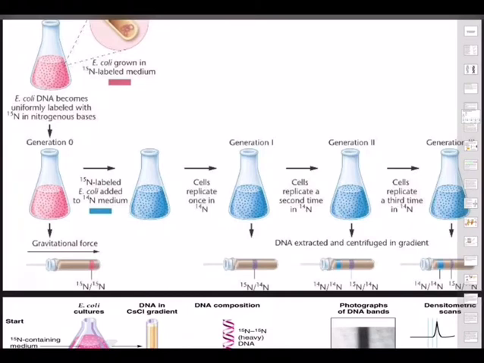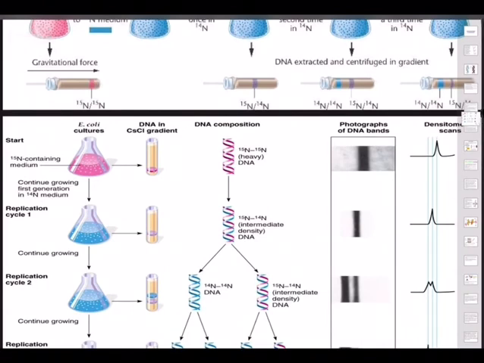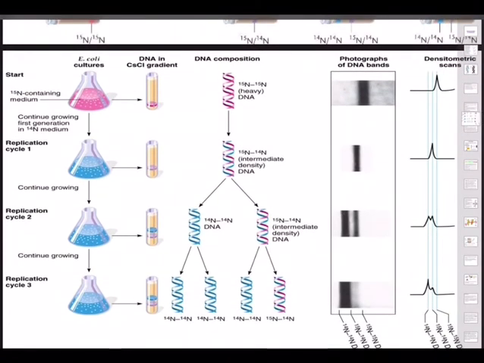In the second generation, the cells replicate a second time in 14N, and when DNA is extracted and centrifuged, it is observed that one DNA has both N14 strands, another DNA has two strands with N14 and N15. And in the third generation, cells replicate a third time in 14N, and you get 14N, 14N, 15N, 15N. So we got all varieties here.